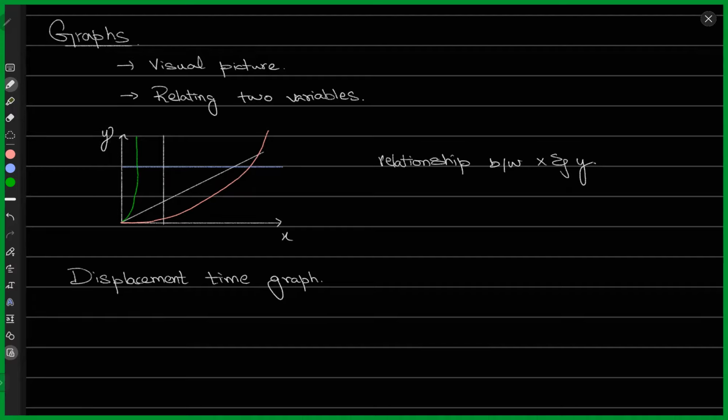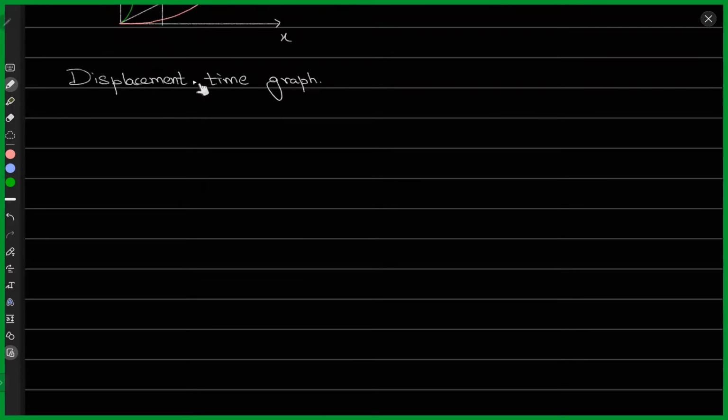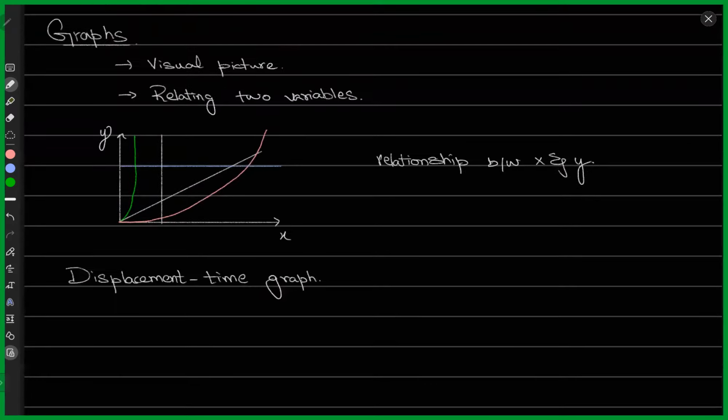So this would be more clear now when we are discussing this displacement time graph. So moving on to the displacement time graph, is that clear now? Is the idea of graphs clear? Yes sir, clear.